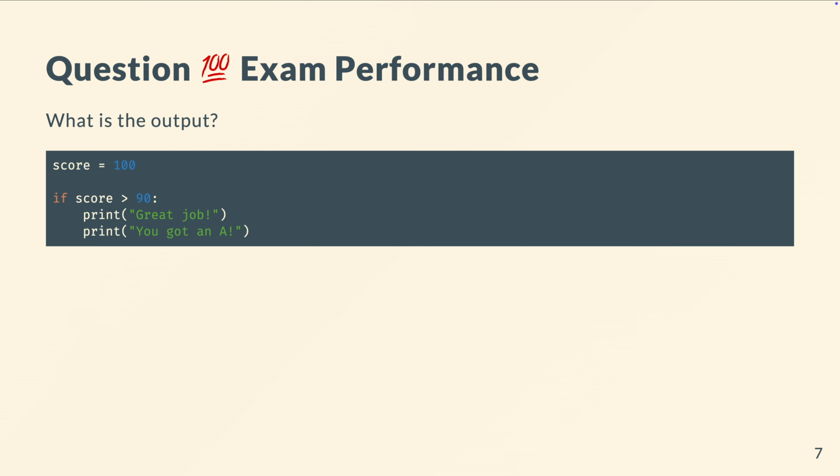Now your turn. Read the code carefully. Score is 100. The condition checks, is score greater than 90? If the condition is true, Python will run the 2 indented print lines. What is the output? Pause the video and predict the exact lines.